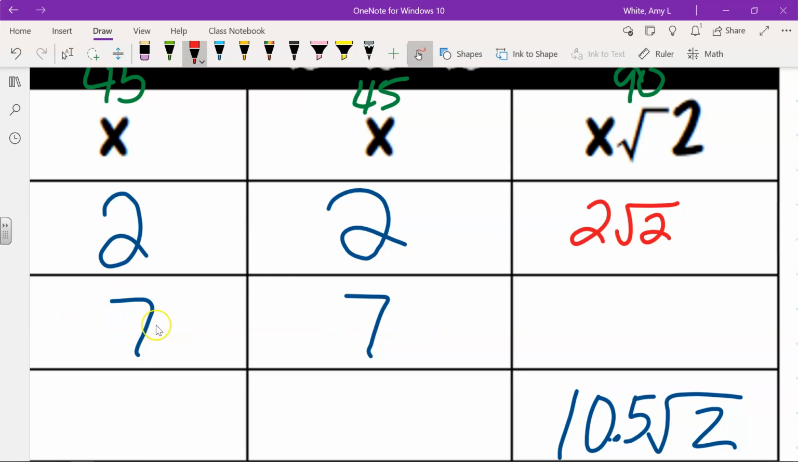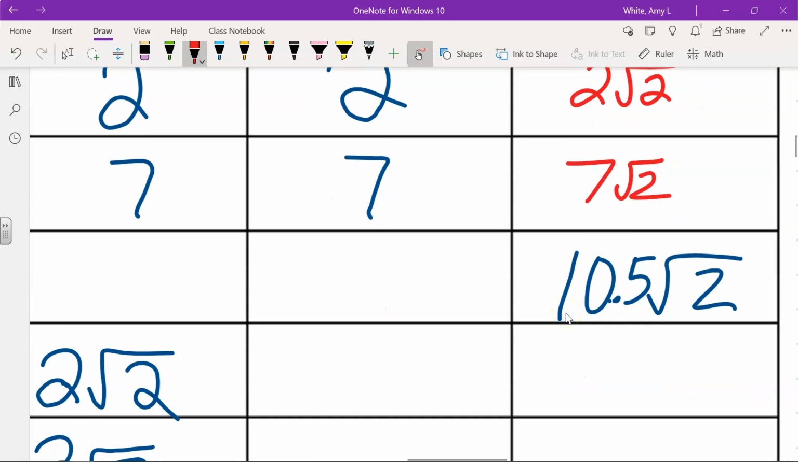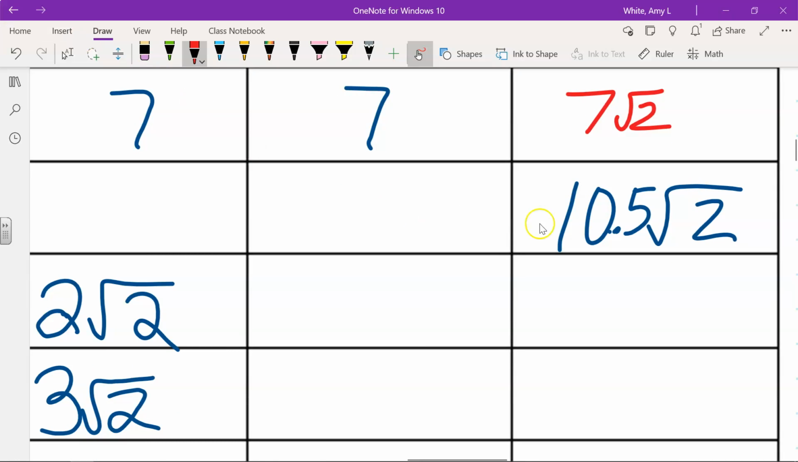So what do you think the hypotenuse will be if our legs are 7? The hypotenuse, we would multiply by the square root of 2, and we would get 7 square root of 2. We can also go backwards. If we knew the hypotenuse and wanted to get the legs, we could divide by the square root of 2. And these square roots of 2 would cancel out, and we would be left with 10.5.